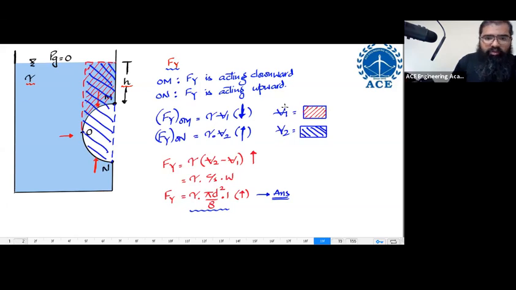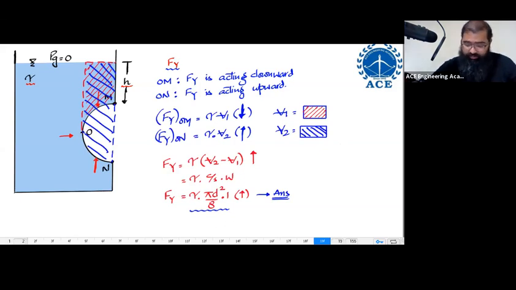Who is dominating over whom? V2 is dominating over V1. So you have to say V2 minus V1 because directions are opposite over here. Fy on MO is down, Fy on ON is up. Directions are opposite. Therefore, V2 minus V1 over here. This is how you're supposed to answer. Net force is upward because upward force is dominating over here.